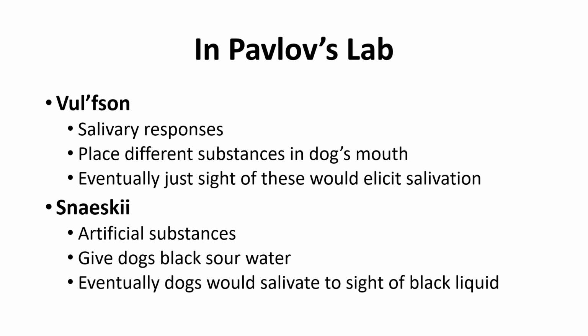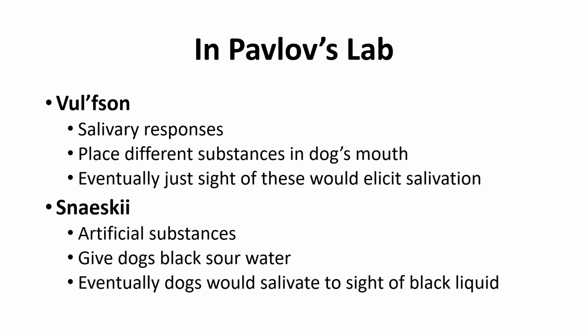whereas Snarsky, yeah, that sounds about right, focused on artificial substances. So instead of just giving the dog wet or dry food, they would give them sort of artificially engineered substances, things like sour black water. So they would have water that was, say, made sour with lemon juice, and then they would artificially change the color so that it's a novel thing that they would never have really experienced before. And then they did basically the same thing, give the dogs that sour black water, and eventually the dogs would start to salivate just to the sight of any black liquid.